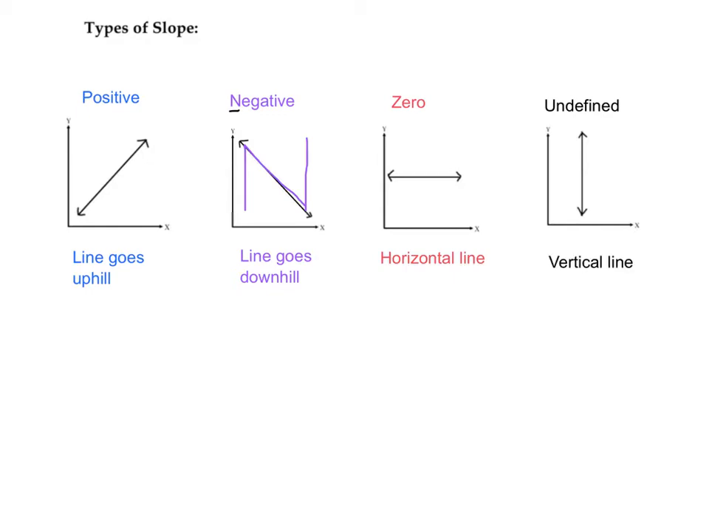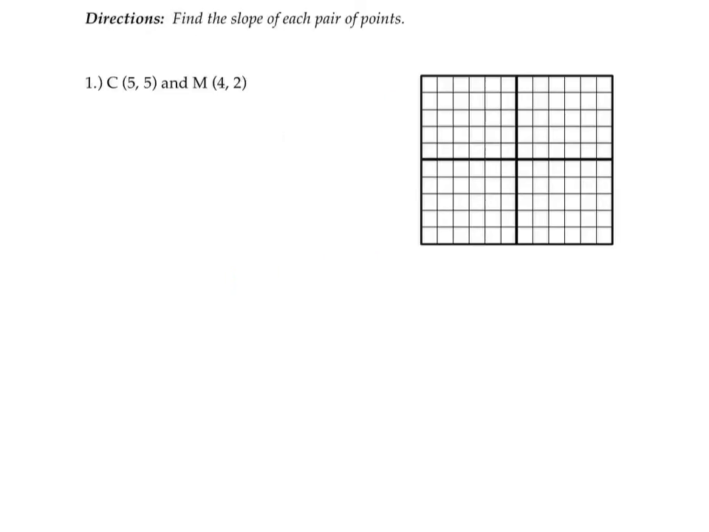So now that we discussed each type of slope, we're going to calculate and graph each type of slope. Let's read the directions. It says find the slope of each pair of points. Number 1, our coordinate C is 5, 5, and our coordinate M is 4, 2. Now we can find our slope 2 different ways, by drawing a graph and finding the rise over run, or using our formula M equals y2 minus y1 over x2 minus x1.